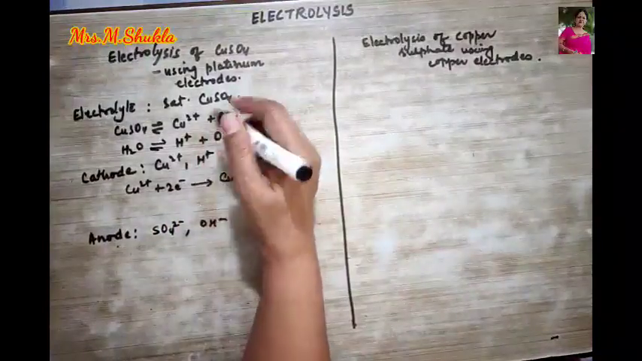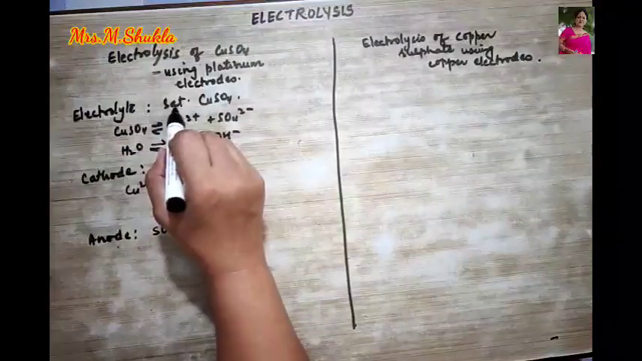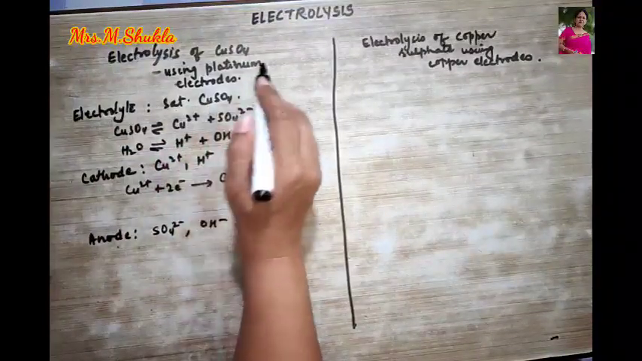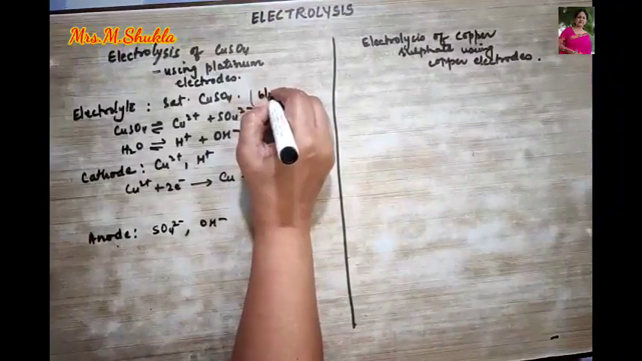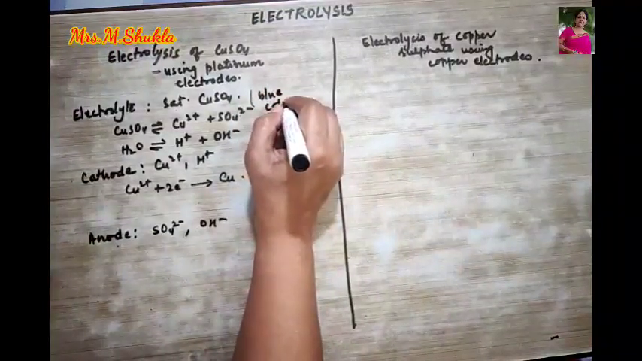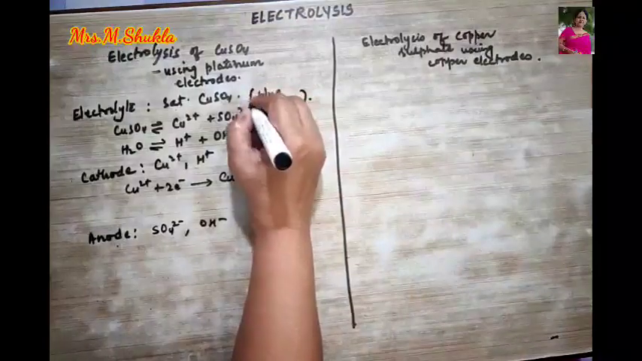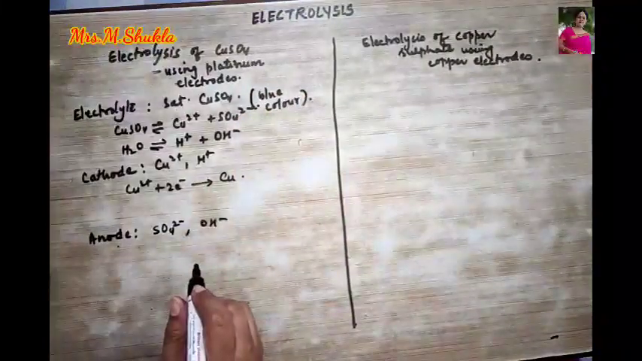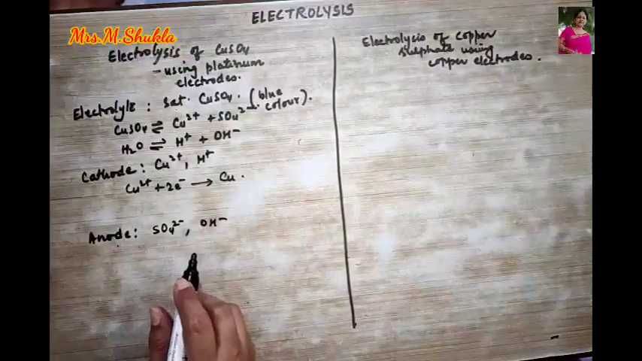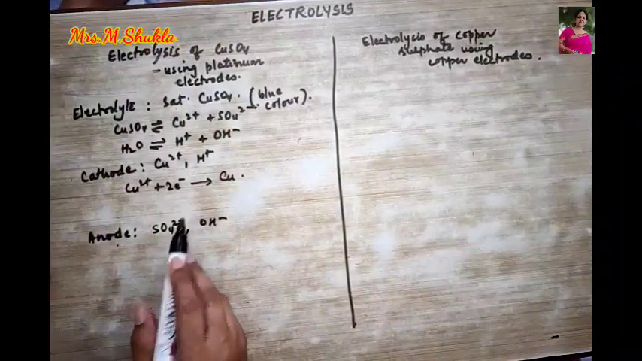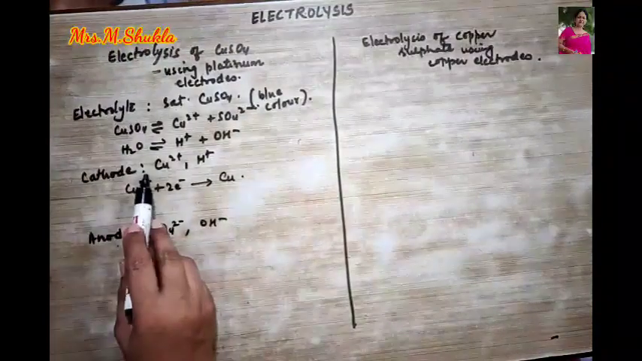Now before that, I would also like to tell you, when the electrolyte was made, the saturated copper sulfate solution was of blue color. Initially, the solution or the electrolyte was of blue color. This is very important to be remembered. So now, back to cathode.